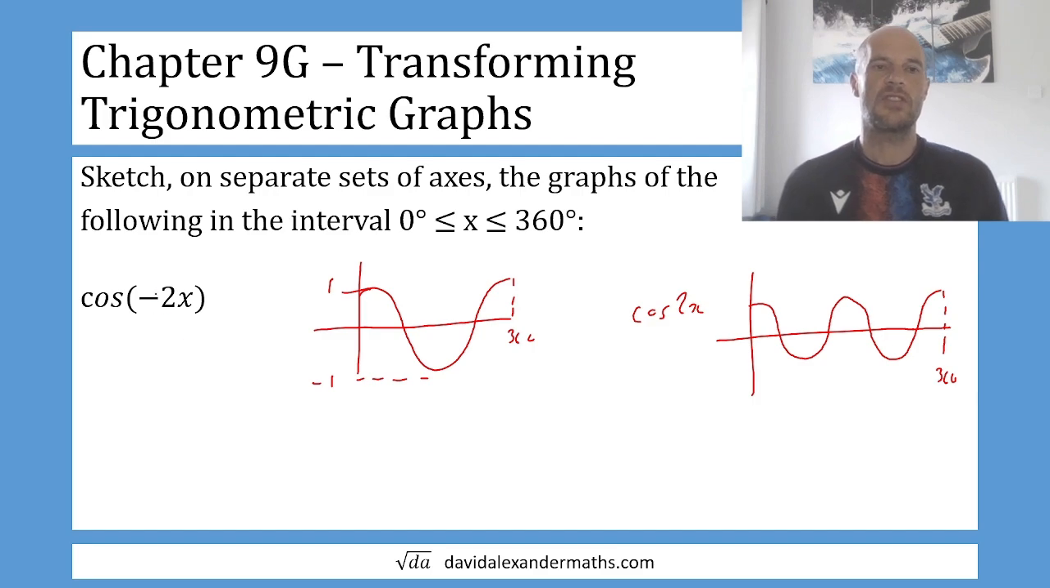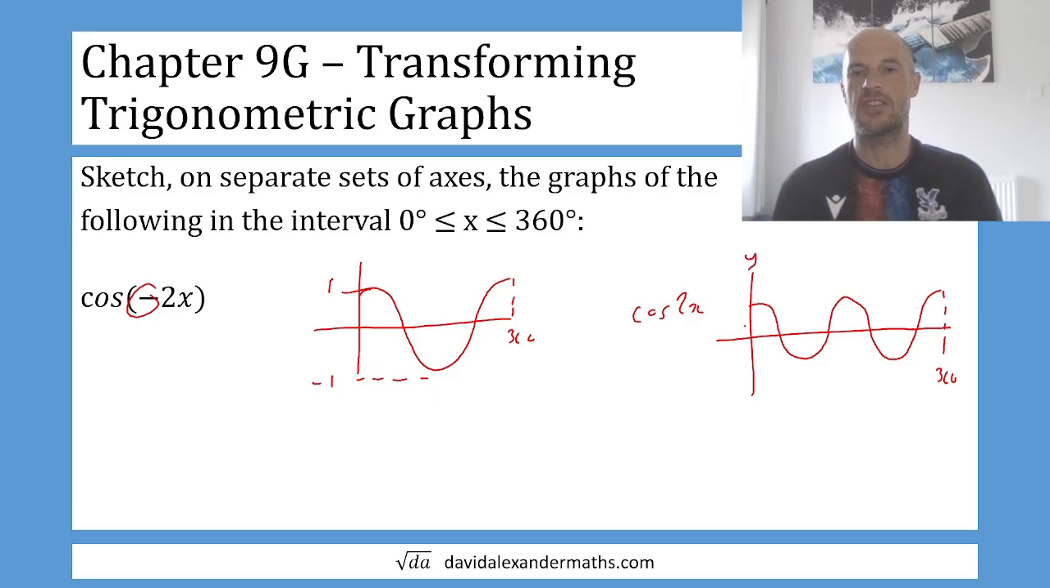However, we want to apply this transformation, so it's inside the brackets. It's going to affect the x values. So positive x values will be made negative, and negative ones will be made positive. So what this means is this is just a reflection in the y-axis.